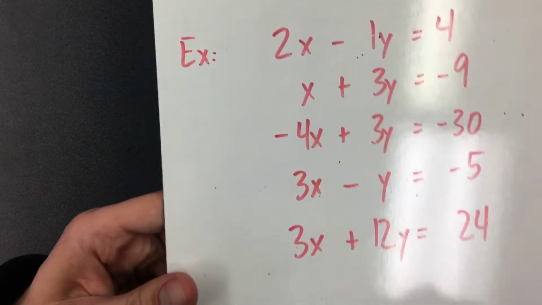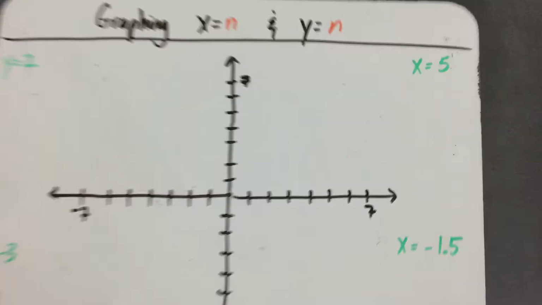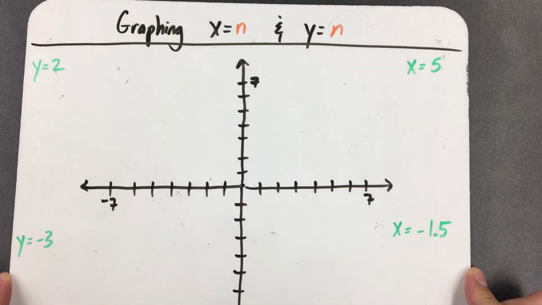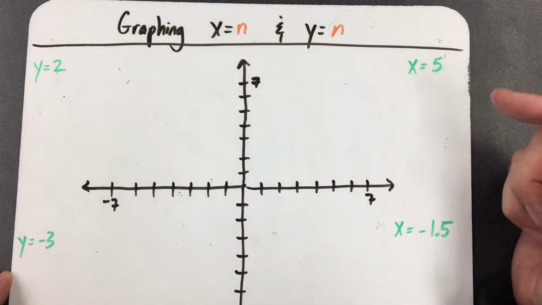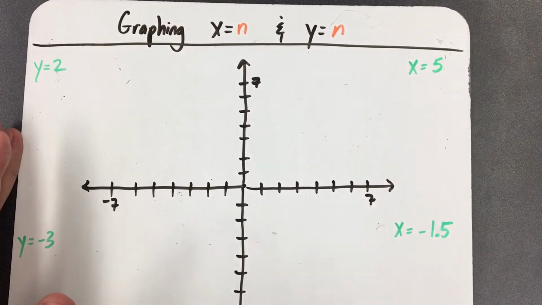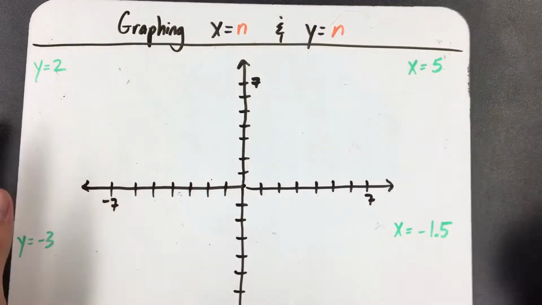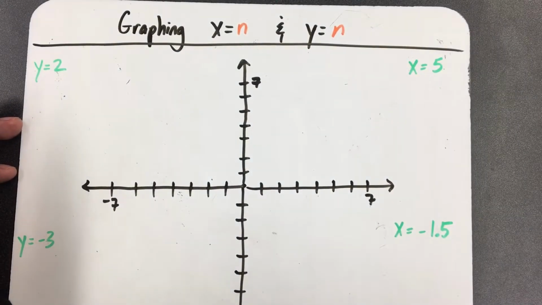Let's actually go over here, grab this board. This first board, how do we graph it when x equals something or y equals something? I have 4 different examples. I just put them in the corner so I could space them out. I'm not like trying to separate it into quadrants or anything. It just kind of looks like that.